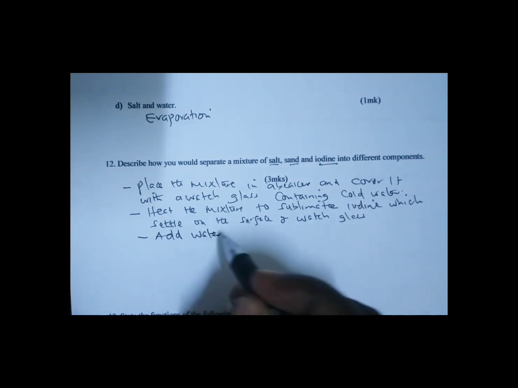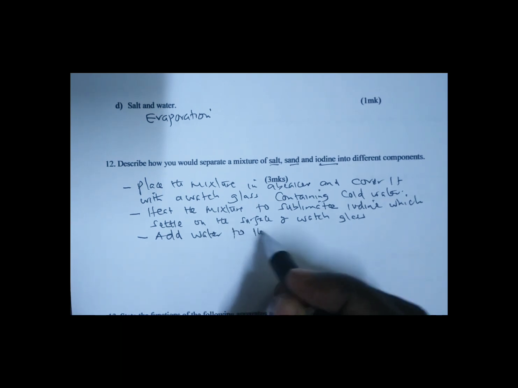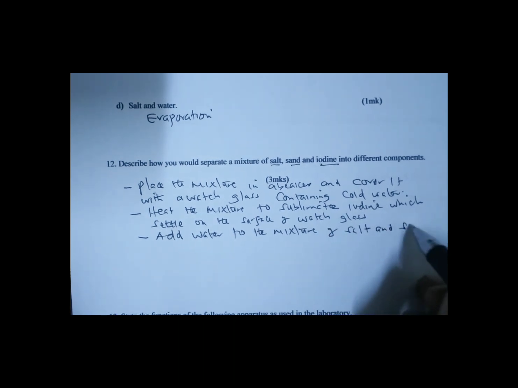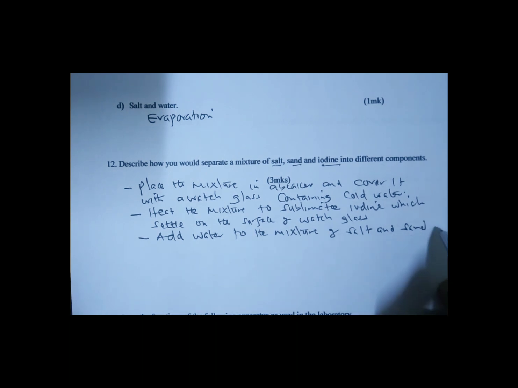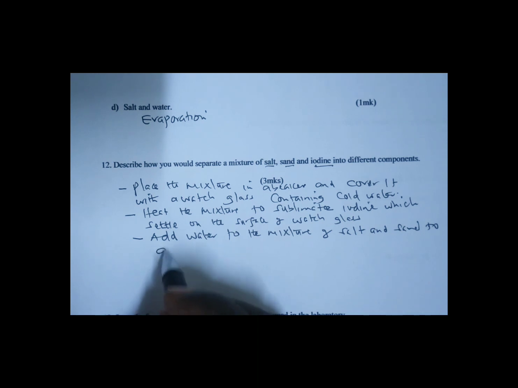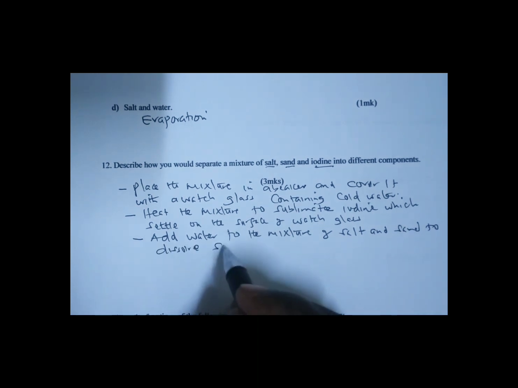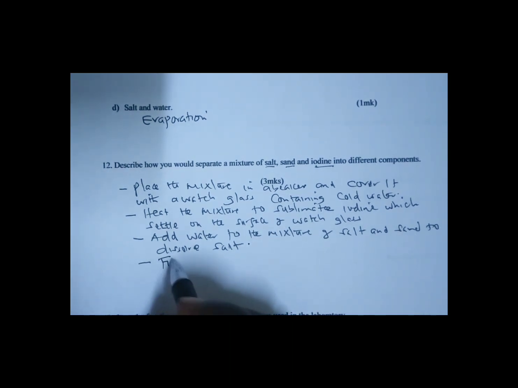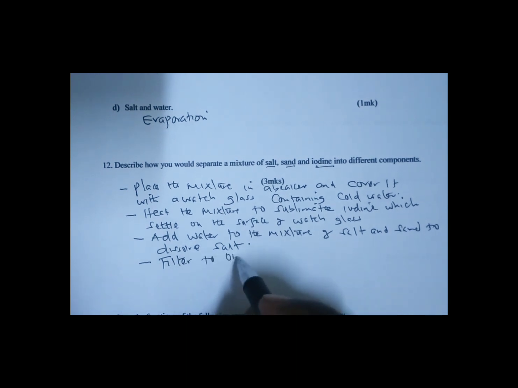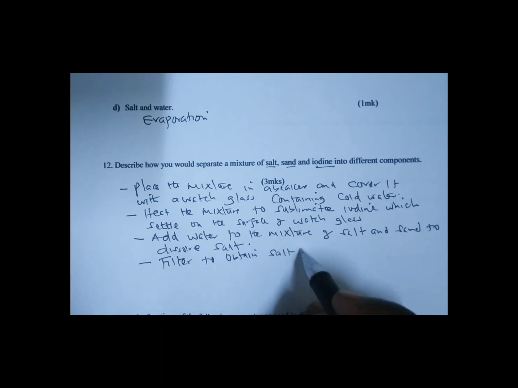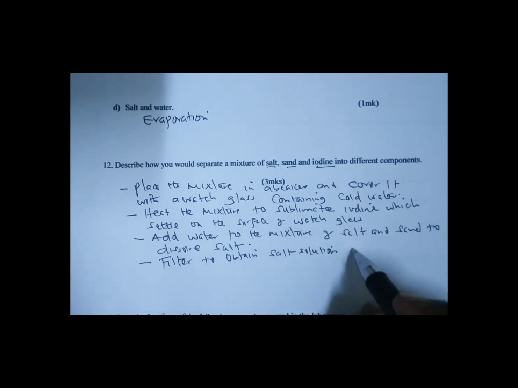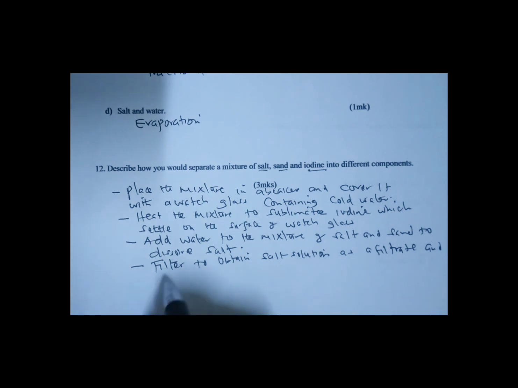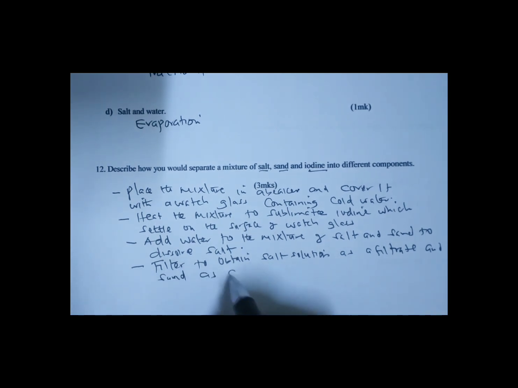Add water to the mixture of salt and sand. The reason why we are adding water is to dissolve salt. After you have dissolved salt, you filter the mixture, to obtain salt solution as a filtrate, and sand as a residue.